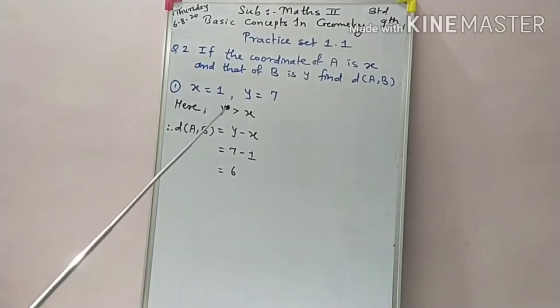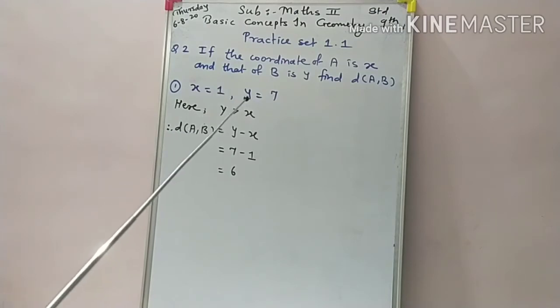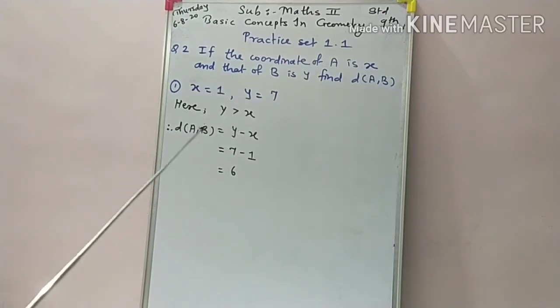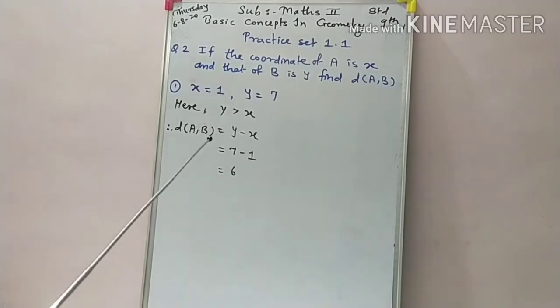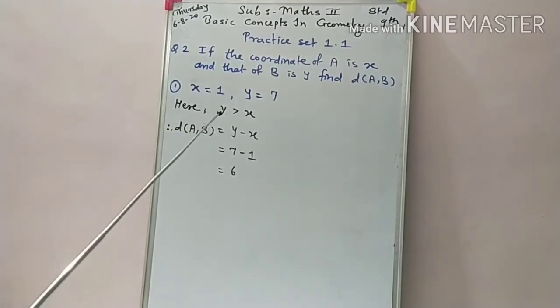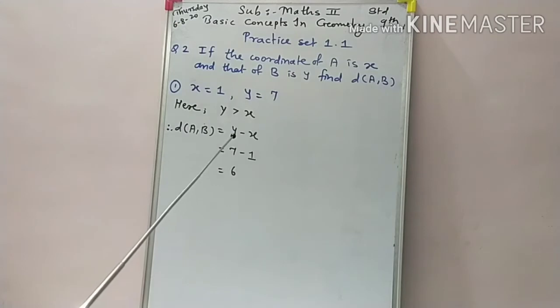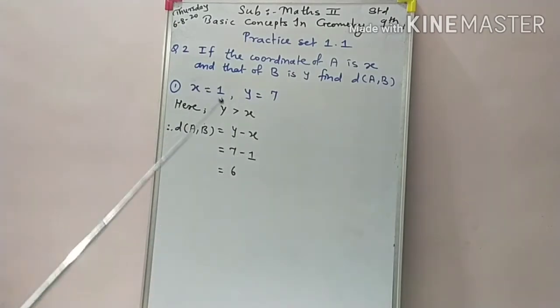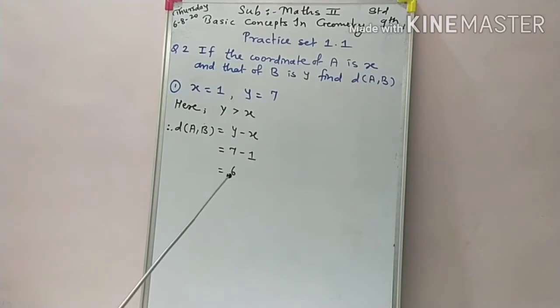understood, students? Here we write down that comparison: 7 is greater than 1, which means y is greater than x, and therefore the distance between A and B is equal to what? We have to subtract the smaller coordinate from the greater one. So we write here y minus x, the value of y is 7 minus the value of x is 1, 7 minus 1. So the answer is 6, which is the distance between the 2 points A and B.